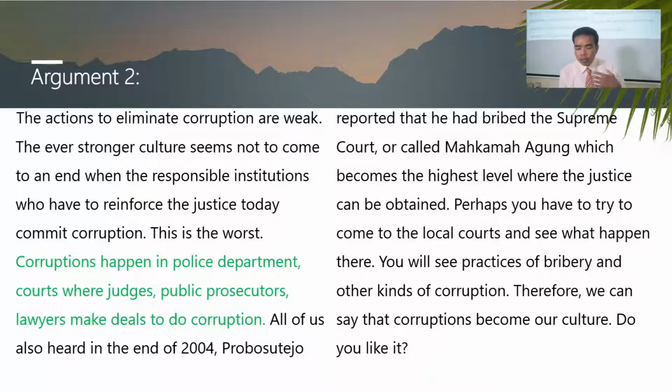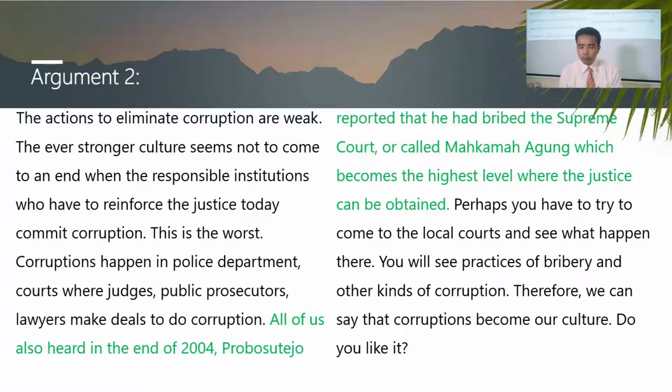Now, finally, you can go directly to the examples. For example, all of us also heard at the end of 2004 that Probosutedjo reported that he had bribed the Supreme Court, called Mahkamah Agung, which is the highest level where justice can be obtained. Okay, so you can finally write down the examples at the end of each argument paragraph.